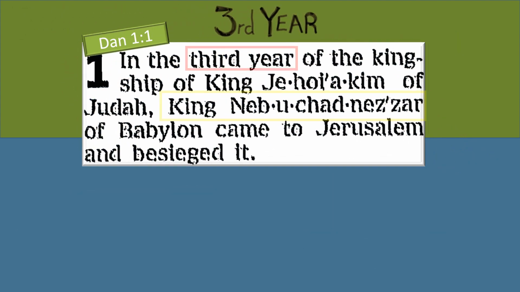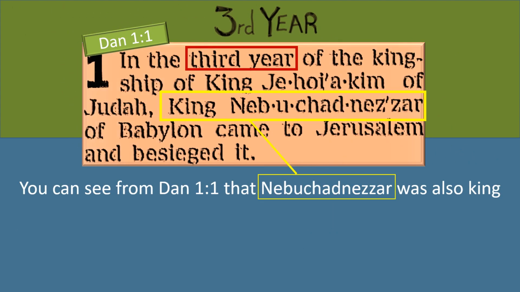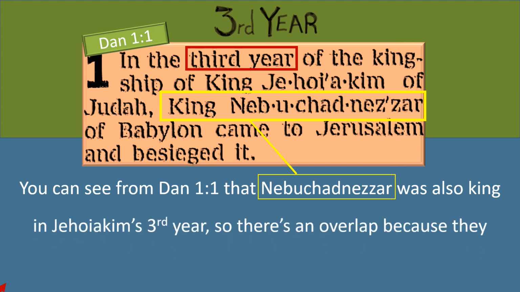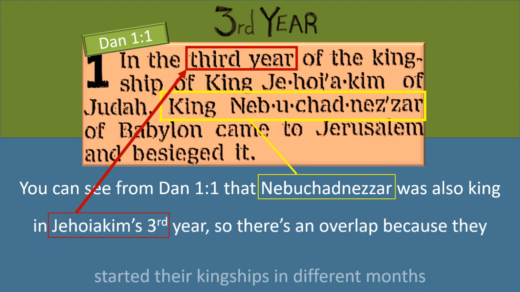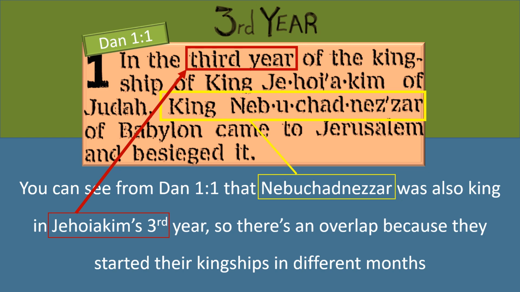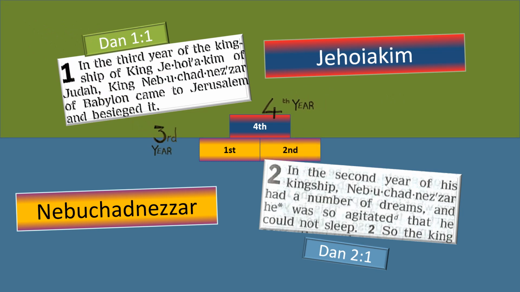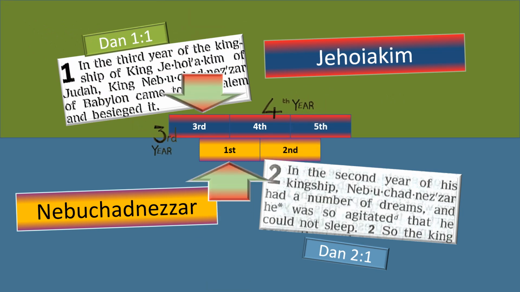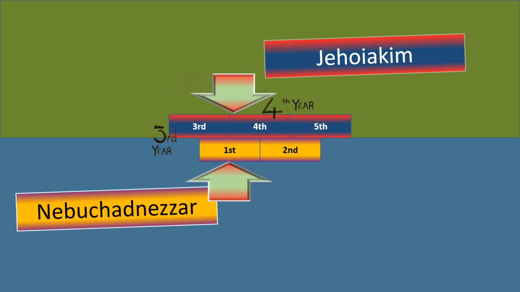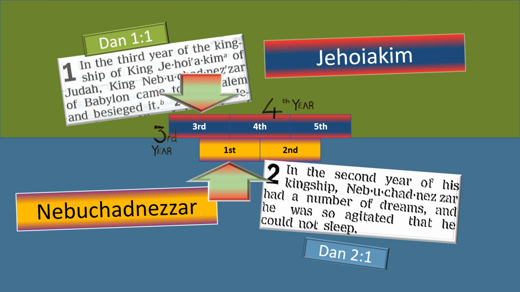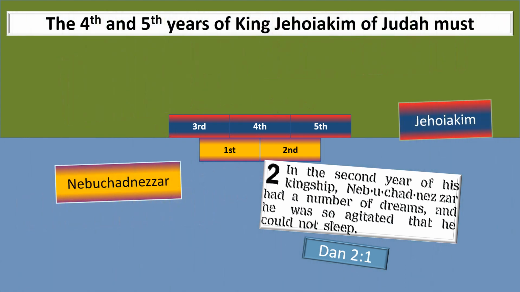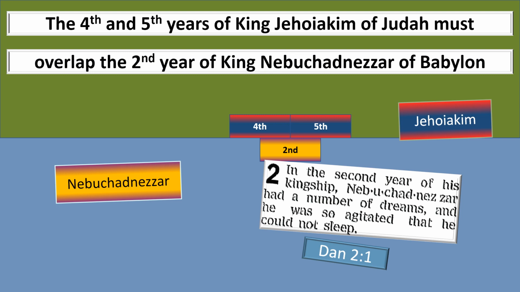You can see from Daniel 1:1 that Nebuchadnezzar was also king in Jehoiakim's 3rd year. So there is an overlap, because they started their kingships in different months. There you can see the 3rd and 4th year of Jehoiakim overlap the 1st year of Nebuchadnezzar. Therefore the 4th and 5th years of Jehoiakim of Judah must overlap the 2nd year of King Nebuchadnezzar of Babylon.